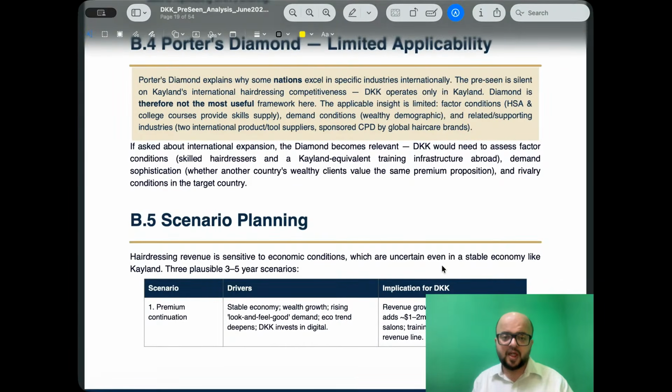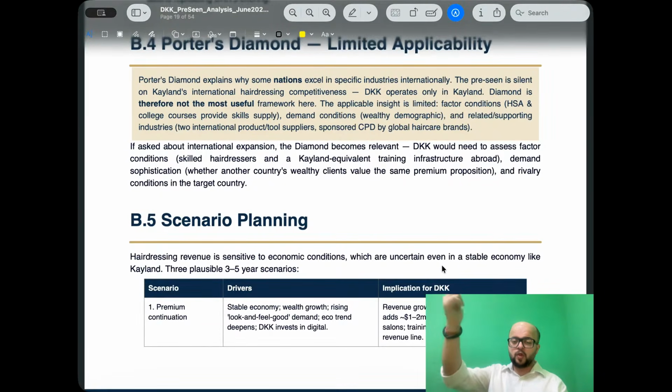Factor conditions: HSA and college courses provide skills supply. Demand conditions: you have a wealthy demographic, and the mindset is shifting. And related or supporting industries: two international product or tool suppliers. So this is where the international connection comes in.